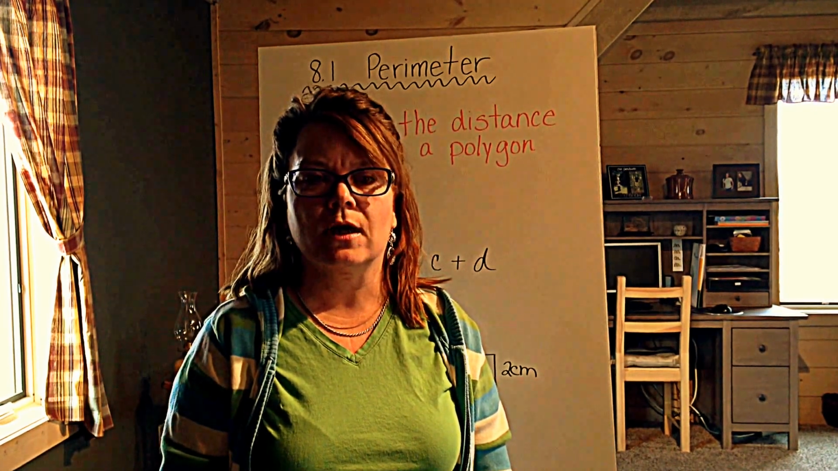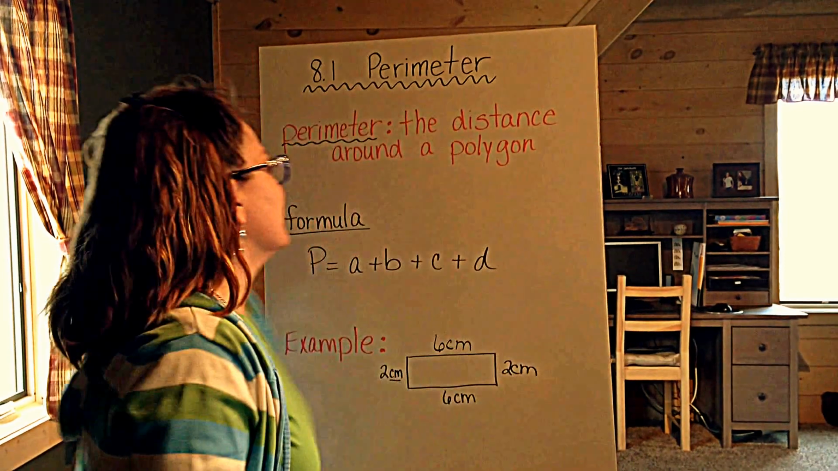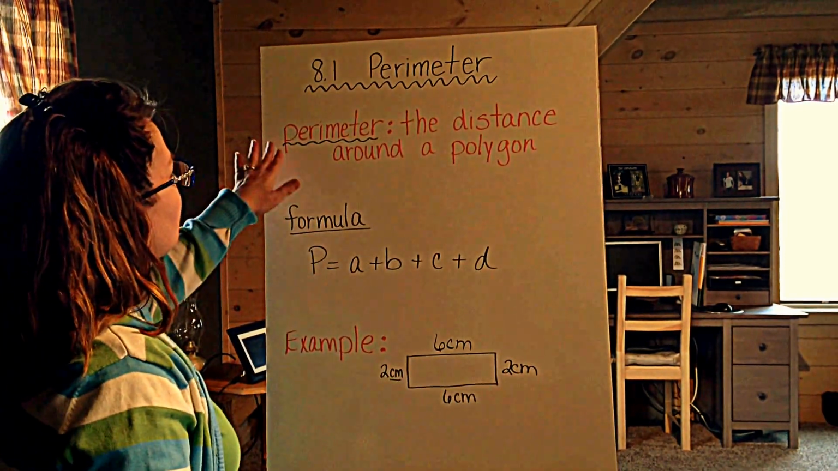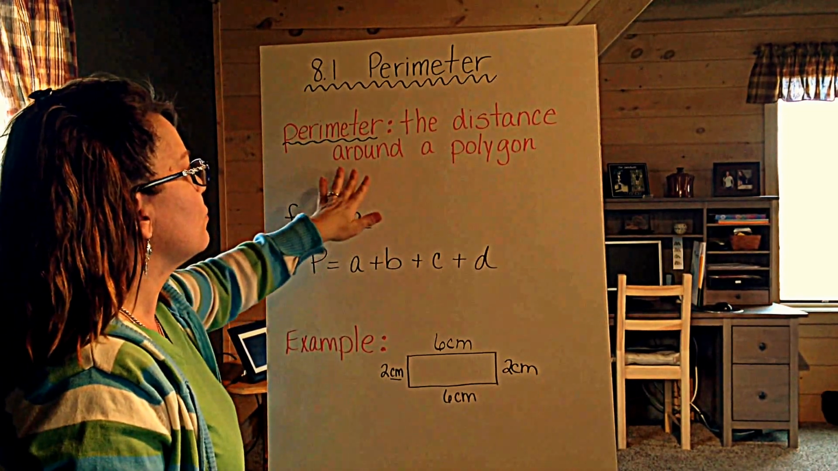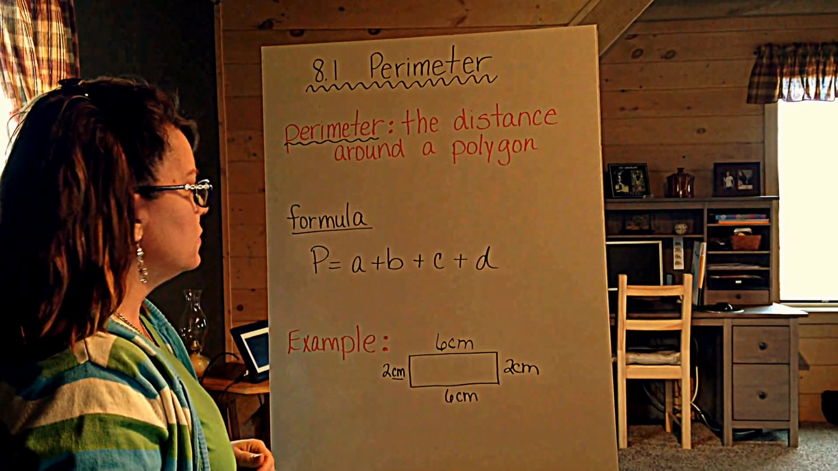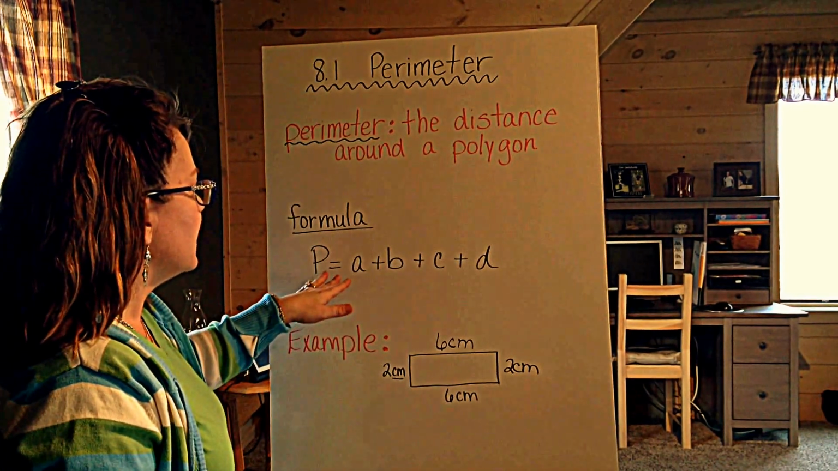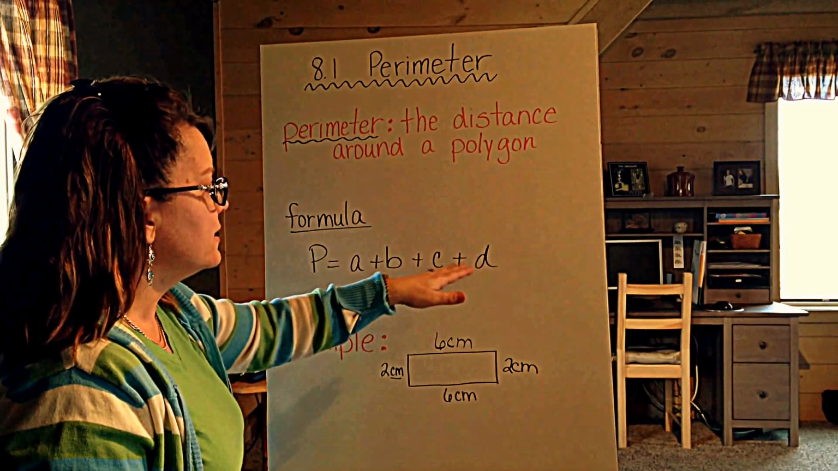So let's take a look at perimeter, and you need to get out a sheet of paper. If you would, on that sheet of paper, record the definition of perimeter, which is the distance around a polygon. Now, the formula that we're going to use for perimeter is P equals A plus B plus C plus D.